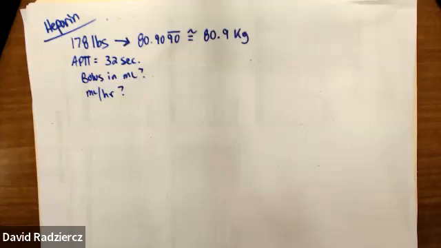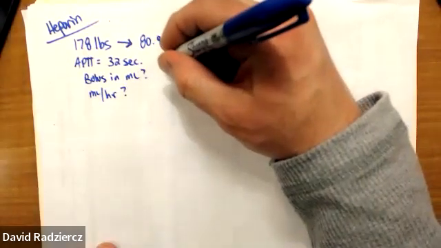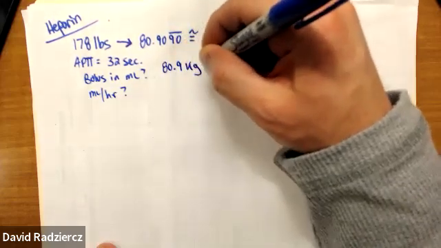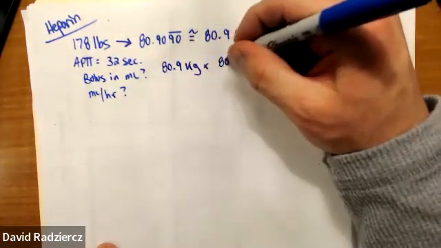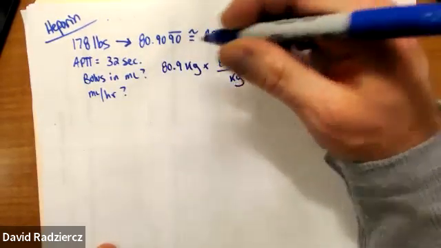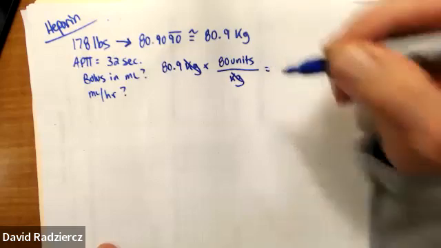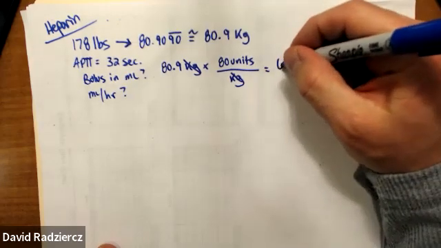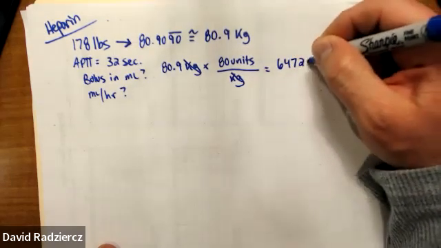So for the bolus, I'm going to take the patient's weight in kilograms. I'm going to multiply it by the bolus dose strength, which is the 80 units per kilogram. And I'm going to take that 80.9 times 80. And I'm going to get 6,472 units.